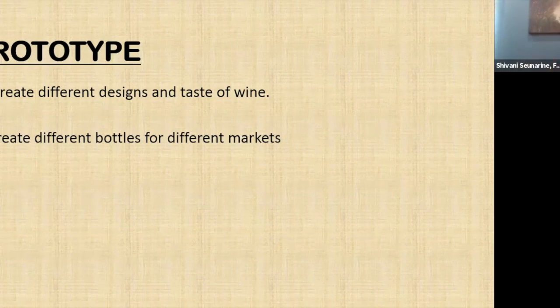I've seen this is an area where we need to do a lot more work, to really do more prototypes. Prototyping is not just saying, okay, good, we made the bottle, we made the drink, and that's it. You need to go back to your end users, find out where they are, and try again. When somebody says, well, I find the wine is too sweet, you may have to go back and revisit. So it's prototyping. Create different designs and tastes of wine, and create different bottles for different markets. A prototype is a very good example to do.